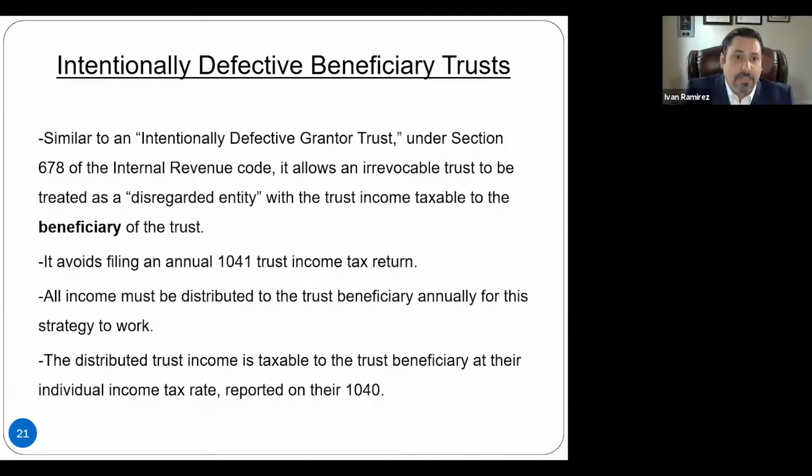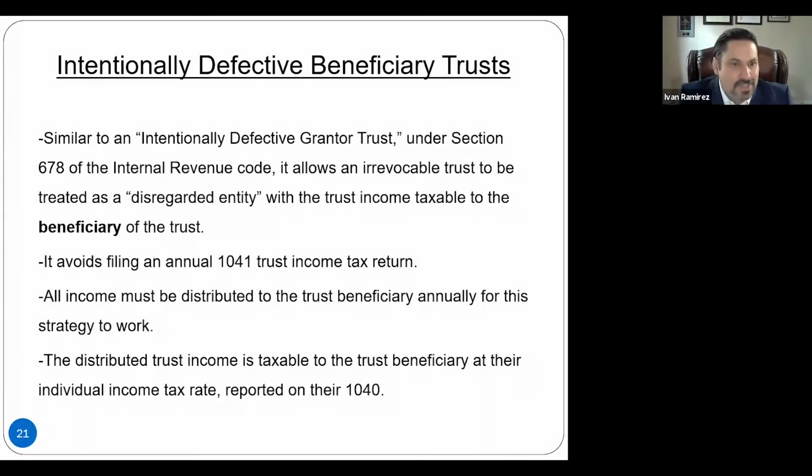Our final example is an intentionally defective beneficiary trust. It's very similar to an intentionally defective grantor trust that we just talked about in the last slide. However, under 678 of the code, in this case, it's defective as to the beneficiary. So the beneficiary pays the income taxes in his or her 1040. Sometimes we refer to these as a 678 trust.